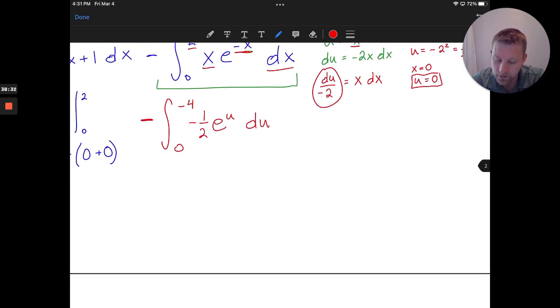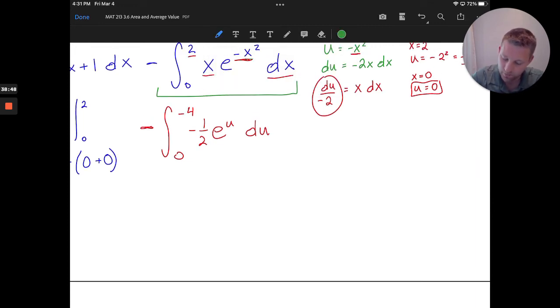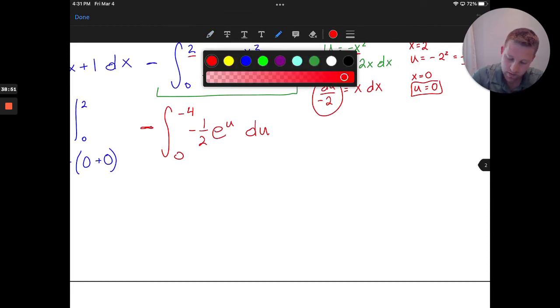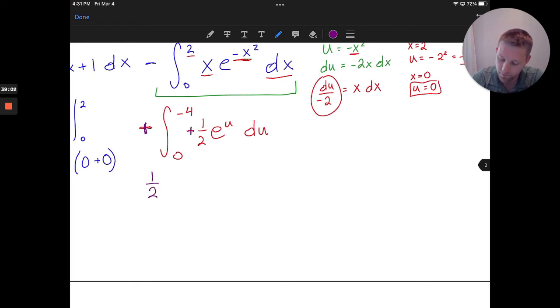Now we can say that the integral of e to the u itself is just going to be e to the u. There's no change in the exponential function. So when we're done, we'll actually have here a double negative, so we'll be adding these components now. So we'll have a sum adding those two components. And this will have our integral of 1/2 times e to the u, and we're now evaluating from negative 4 to 0, or 0 to negative 4 here.